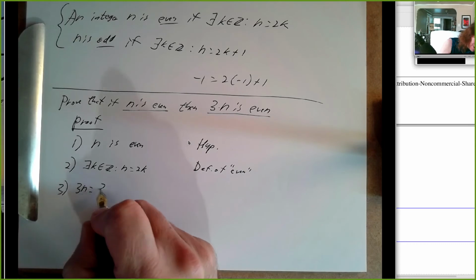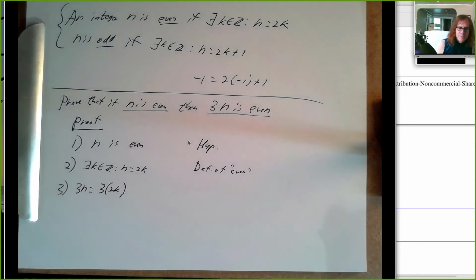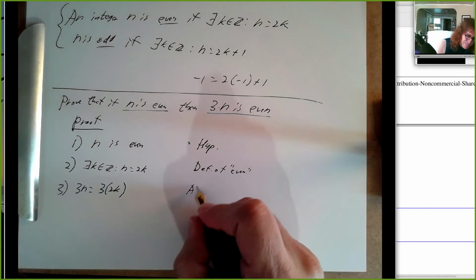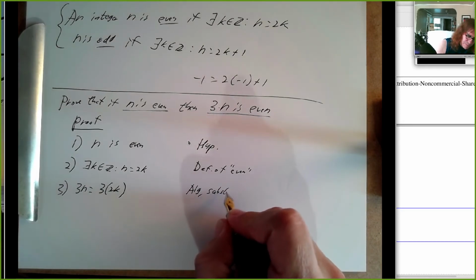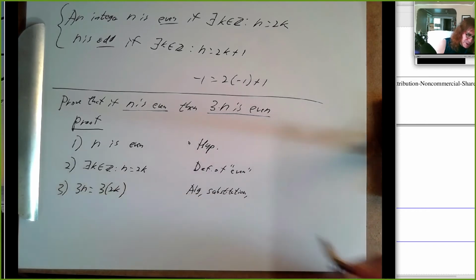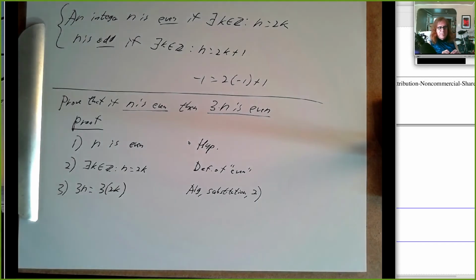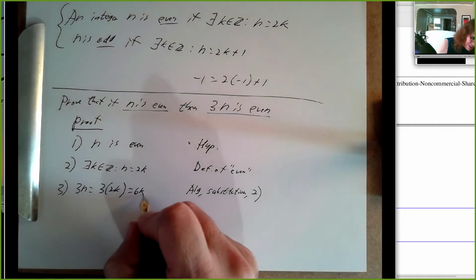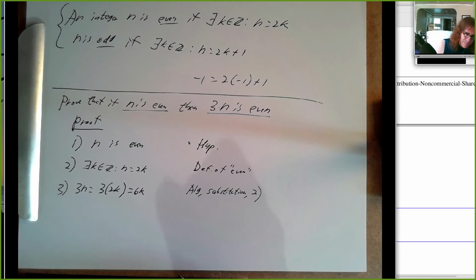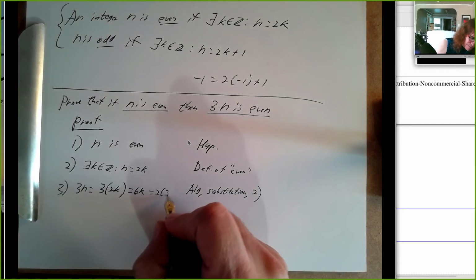3n equals 3 times 2k. Why? That's algebra, substitution, using step 2. Step 2 said n was equal to 2k, so I can say 3n equals 3 times 2k. Well, I'm going to expand this and say this is 6k. And I'm going to rewrite that as 2 times 3k.